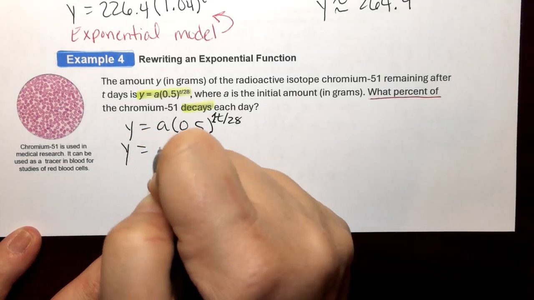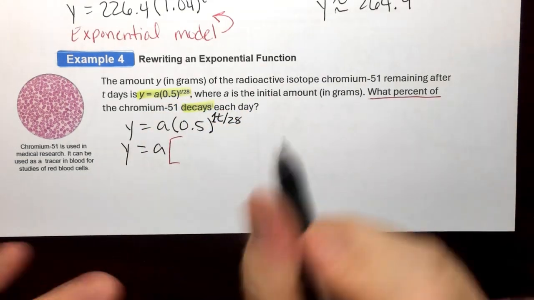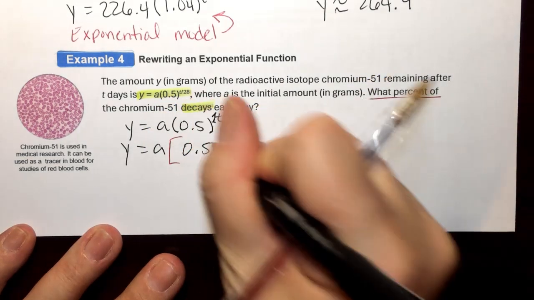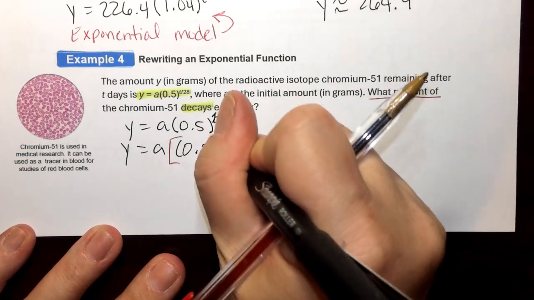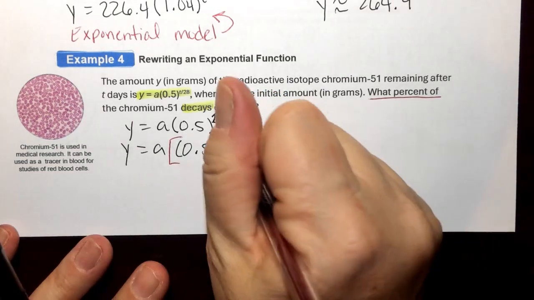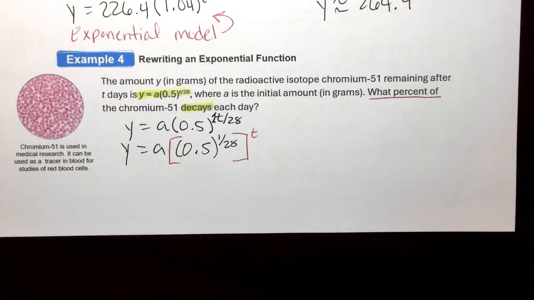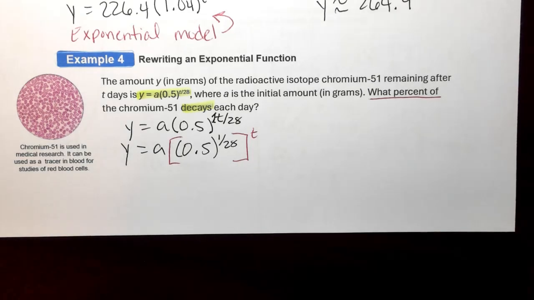So we could take our a value, leave it alone, and we are going to take the 0.5. All right, we're going to pull the t out. So what that does is that leaves 1 over 28 inside. And then we're going to pull the t outside. All right, why are we doing that? Because now we're going to work this out. We're going to put it in our calculator.